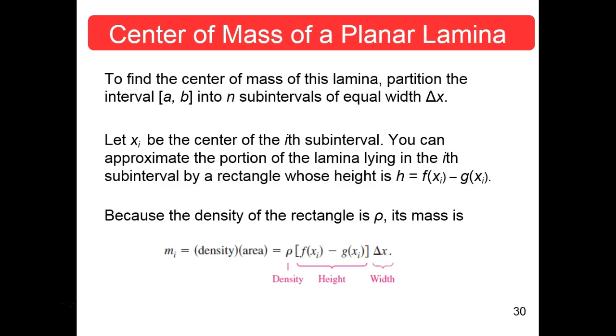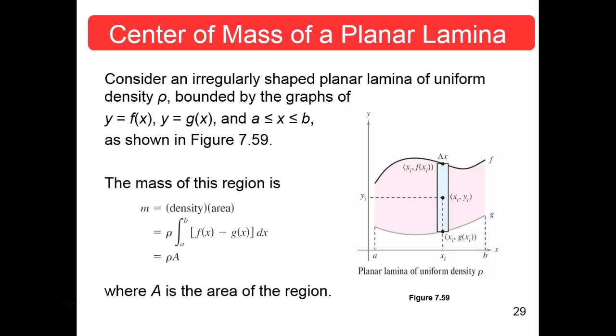To find the center of mass of that lamina, partition the interval from a to b into n subintervals, the same deal as always before, each of equal width delta x. Let x sub i be the center of the ith subinterval, which they had a picture of here. Yeah, there it is. x sub i is the center of that subinterval, and y sub i is going to be, because this is uniform, the center of that rectangle, which is halfway between these two, halfway between those two. That is the center of the rectangle, your x sub i, y sub i.